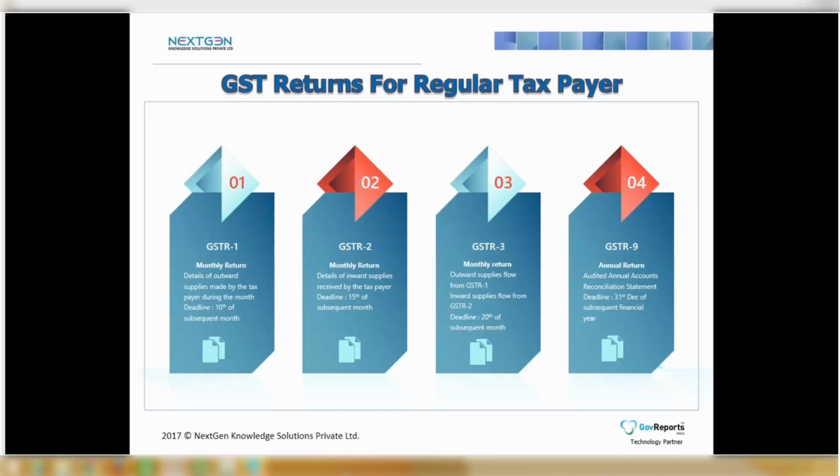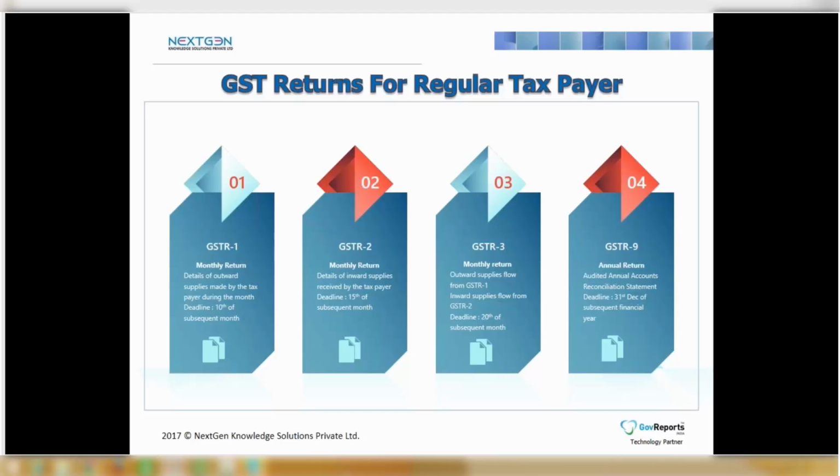Then GSTR 3, which is the monthly return. The monthly return will be auto-populated by the system, and the taxpayer will not be required to prepare it, based on the data which he has submitted in GSTR 1 and GSTR 2. After reconciliation, the data in monthly return GSTR 3 will be auto-populated by the system, and then it needs to be filed by the 20th of the subsequent month.